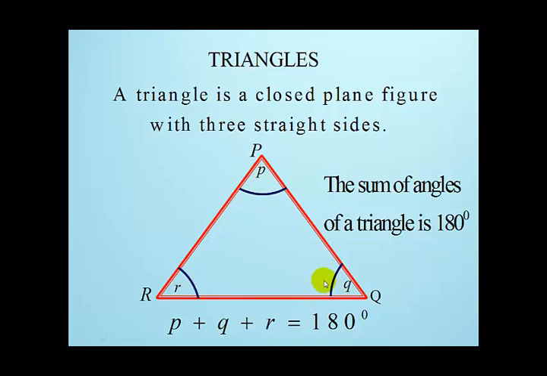Now the sum of the angles of a triangle is equal to 180 degrees. And therefore, P plus Q plus R equals 180 degrees. And that is how come we have P plus Q plus R equals 180 degrees.